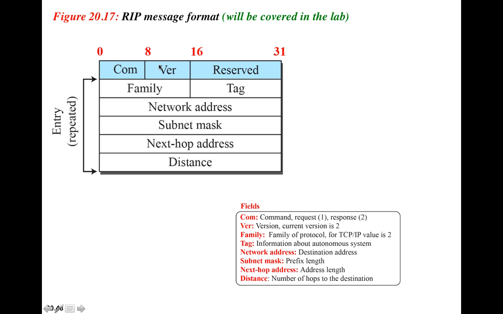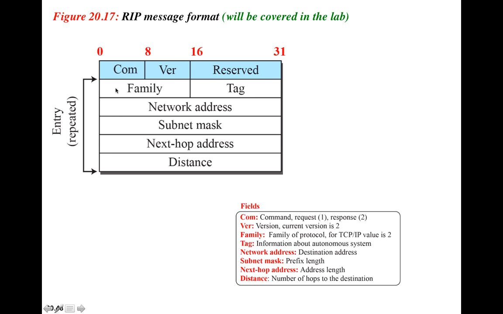We have the version: 1.1, 1.2, and the current version is 2. Reserved, this is for reserved purposes. Family: what family of protocol are we using? Are we using TCP/IP, for example? And if it's TCP/IP, then this value will be 2. Tag: this will give the unique identifier for the autonomous system.